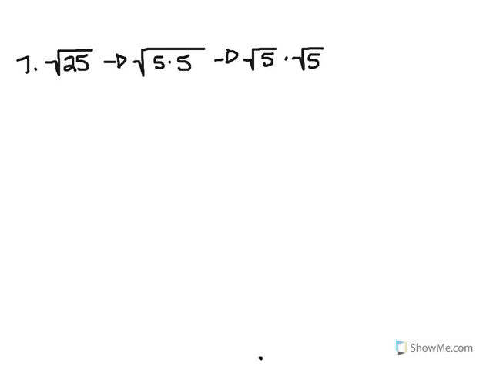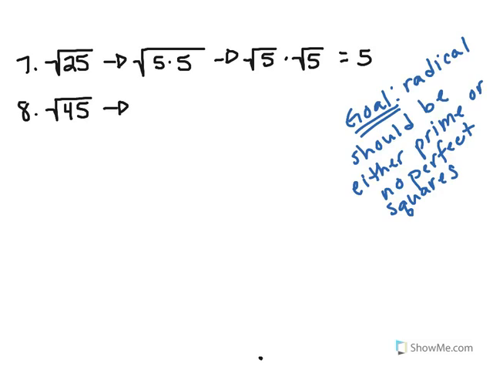But overall, we know that the square root of 25 is equal to 5. So what if I want to know the square root of 45? I don't think that's the most simplified version we can possibly get, because the goal here is that in the end, whatever is left under the radical is a prime number. And sometimes we're not always going to be able to get it down to nothing but primes, but there should definitely not be any perfect squares anywhere inside of our radicals.